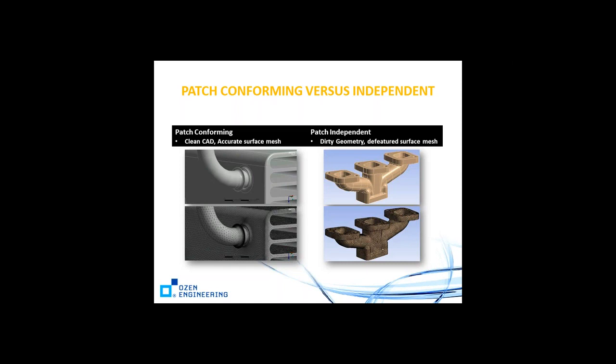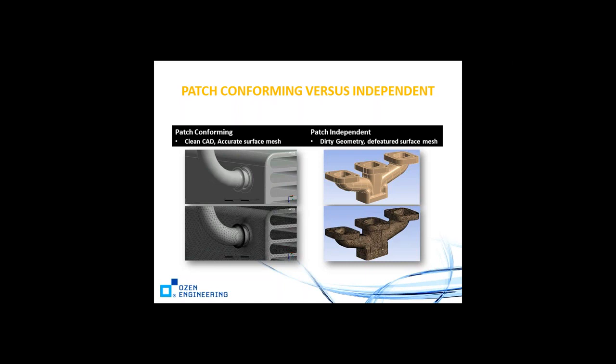Whereas patch-independent meshing, as you see on this geometry here, it kind of puts nodes and elements on the surface. It doesn't honor every single line. It doesn't honor every single vertex in the model. It just puts a mesh in there. So that's for fast meshes.